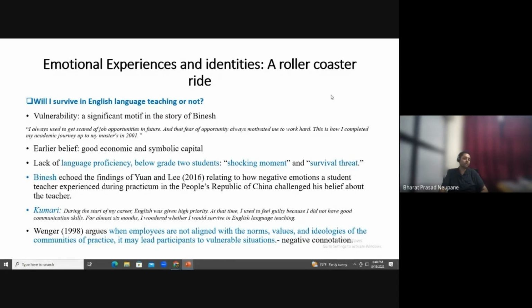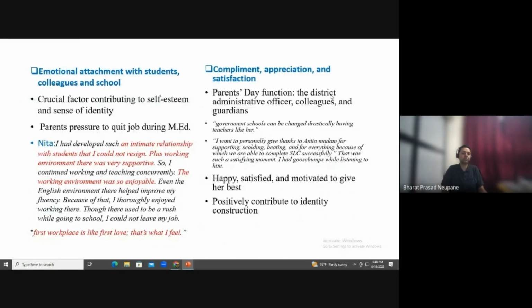But in the context of these English language teachers, vulnerability has turned out to be a very positive, though negative emotion, it has a very positive result. Because of this vulnerable situation or vulnerability, they have got motivation to invest in English language learning and acquiring the skills and knowledge required to become an English language teacher, and that has contributed to the construction of their identities.